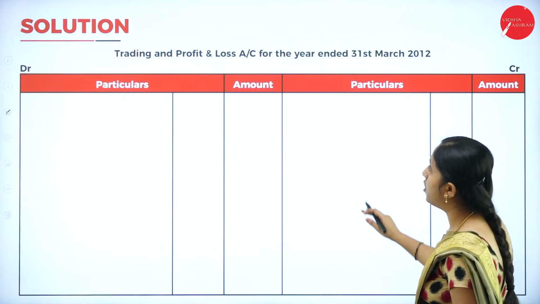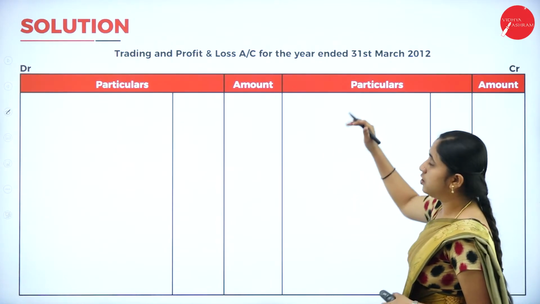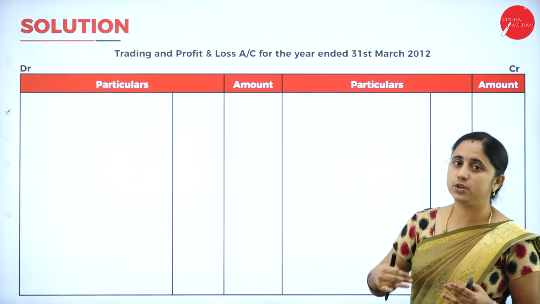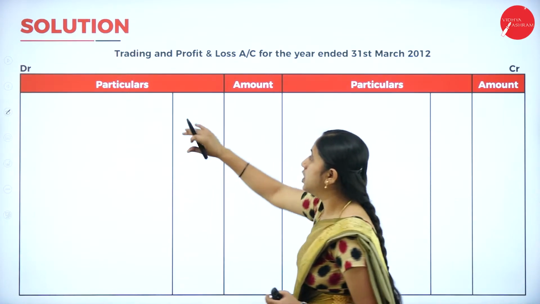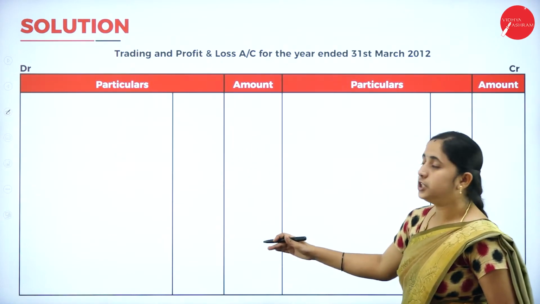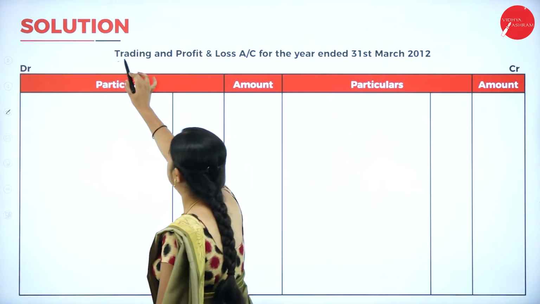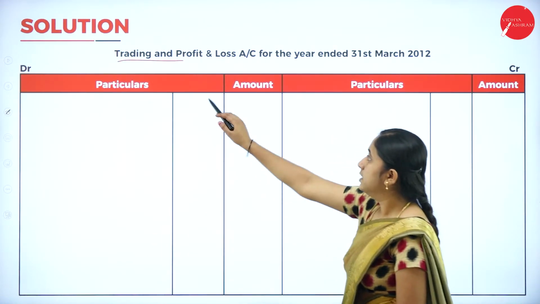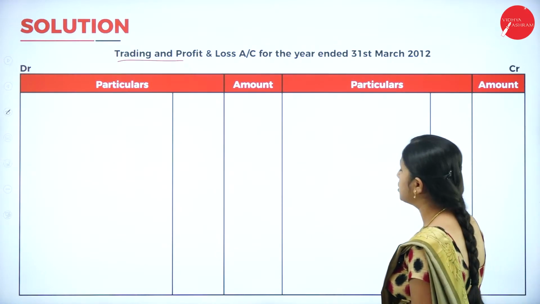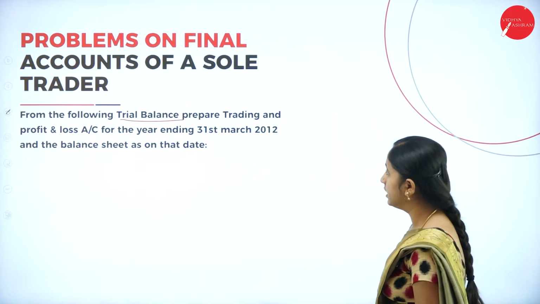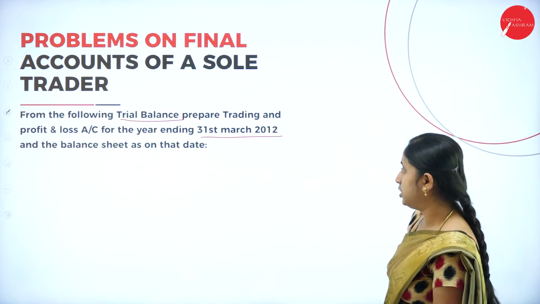This is the format of trading and profit and loss account. Trading and profit and loss account are two separate statements, but we'll do it in a single statement. After finishing the trading account, we'll continue with the profit and loss account. First, we'll consider only the trading account. First, write the heading: trading and profit and loss account for the year ended 31st March 2012.